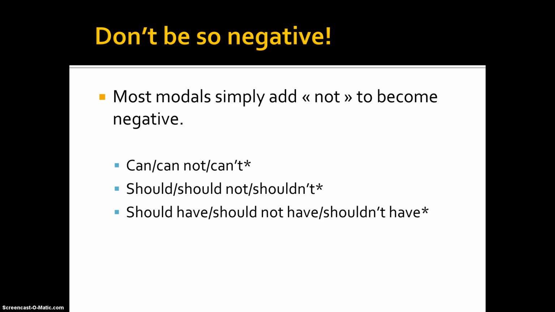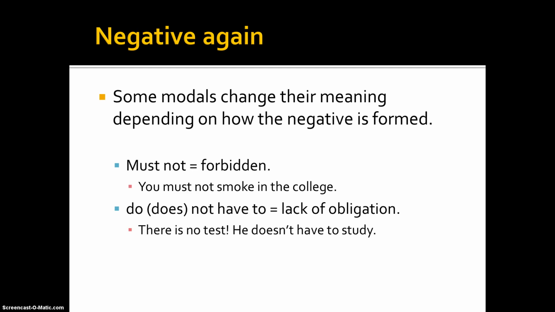Should have, should not have, and shouldn't have is the contracted form. Some modals change their meaning depending on how the negative is formed. For example, must not. If I say you must not smoke in the college, it means it is forbidden to smoke. It's like the law.